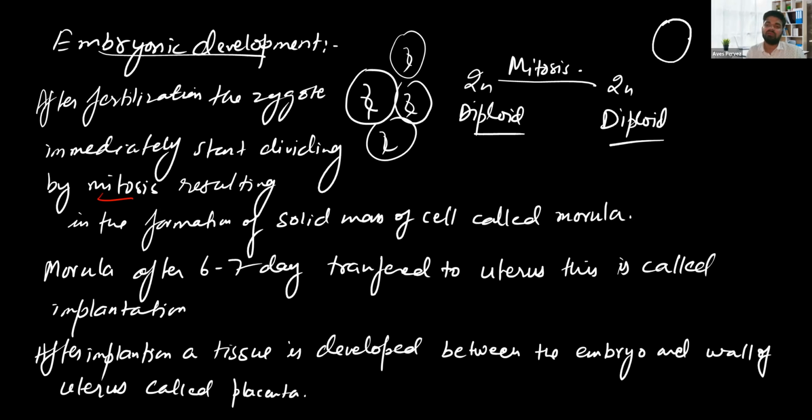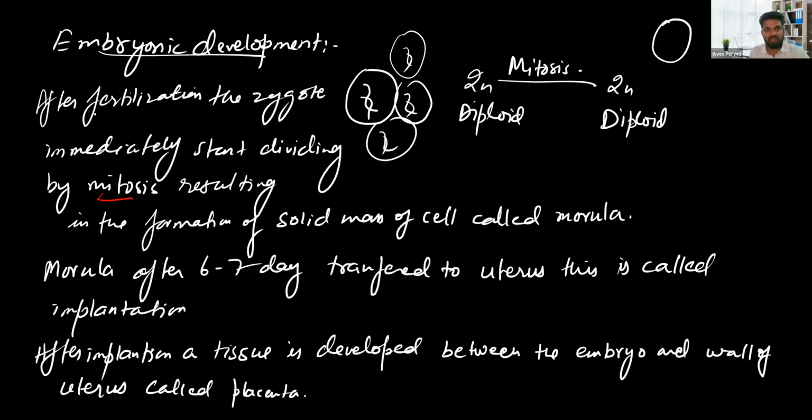When the zygote is formed, it starts dividing and forms a big mass of cells. We call it morula, and this morula forms in the fallopian tube. Till then the uterus was preparing for implantation. So after fertilization, implantation will occur on the sixth to seventh day. It takes 6 to 7 days to become a big mass of cells, which is then transferred to the uterus.